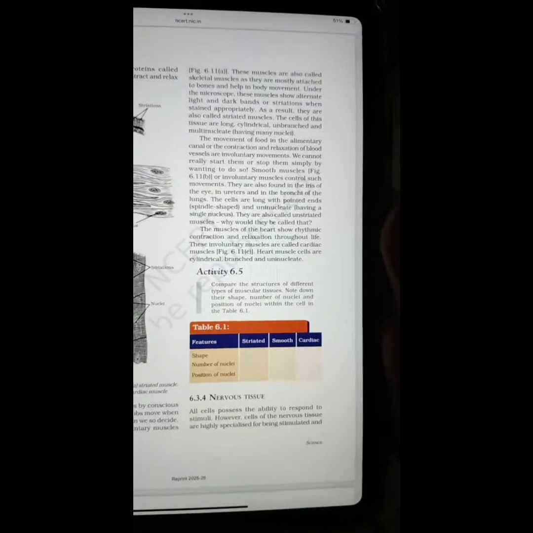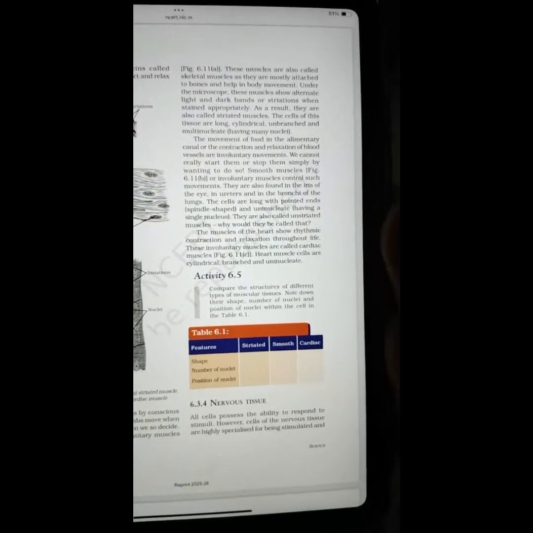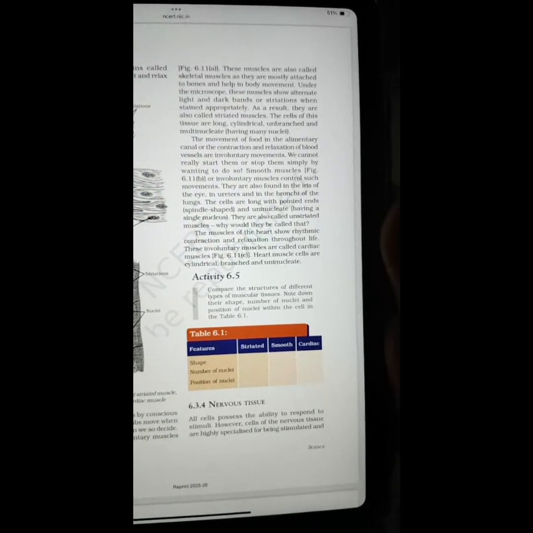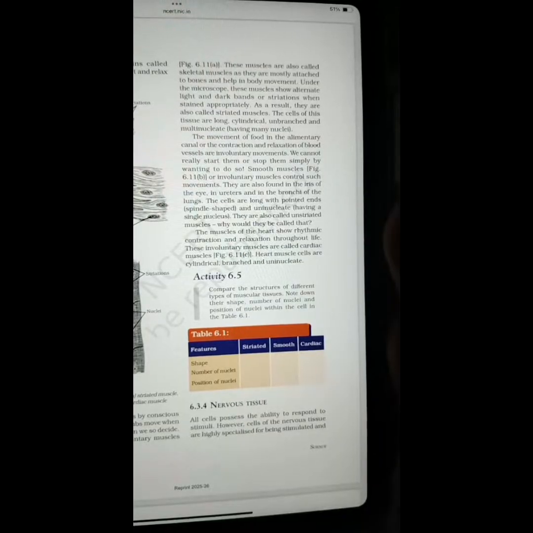Now come on to this right side. Figure 6.11a. These muscles are called skeletal muscles as they are mostly attached to the bones and help in body movement. Under the microscope, these muscles show alternate light and dark bands or striations, so they are also called striated muscles. The cells of this tissue are long, cylindrical, unbranched and multinucleate, having many nuclei.